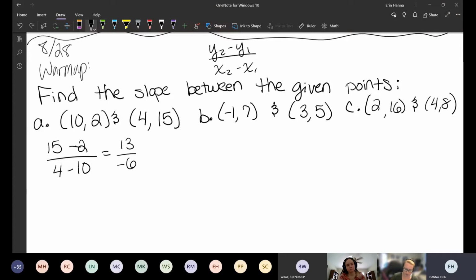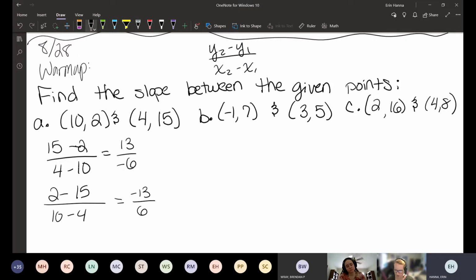So 13 over negative 6 can't be reduced at all. And just to clarify, of course, if done the other way, the negative would have been on the 13. Same exact number. Doesn't matter where the negative ended up. It's still negative 13 over 6. So that's that one.